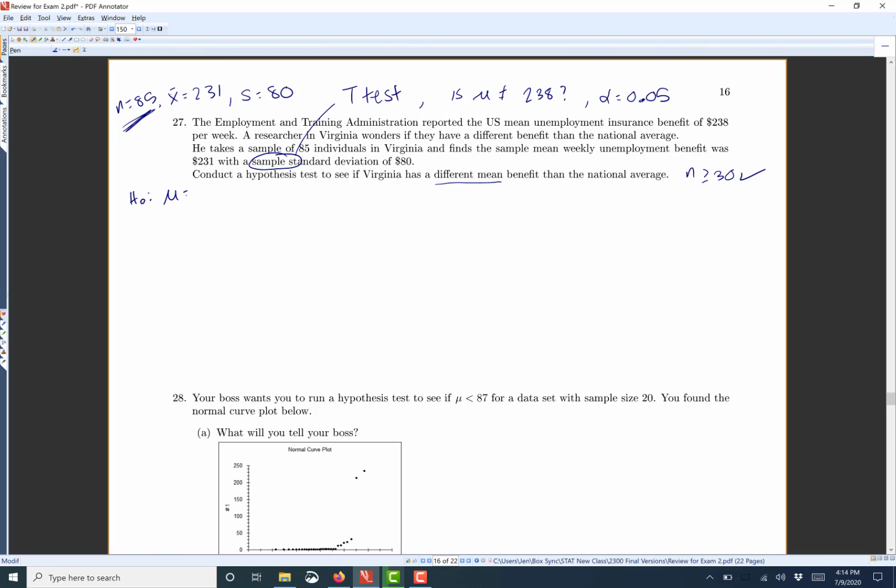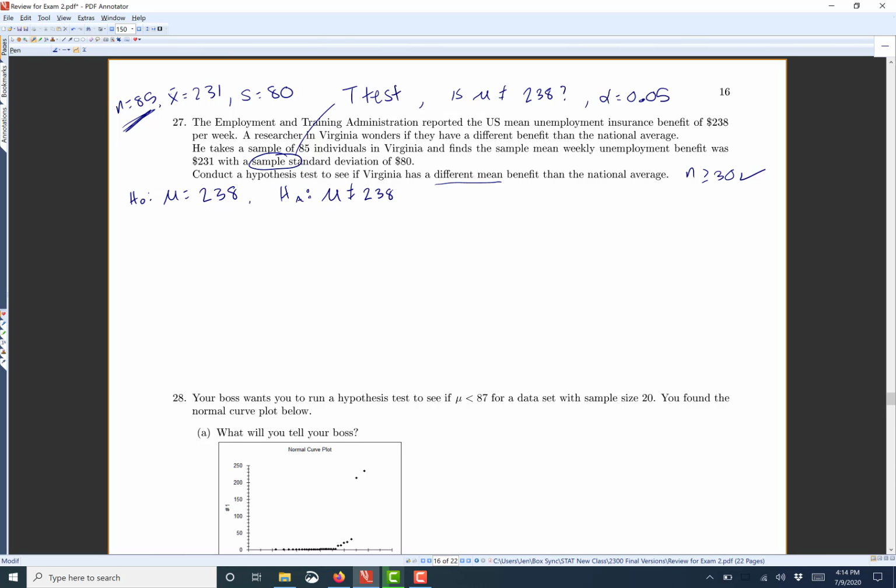Okay, our null will be that the population mean equals 238, because for our alternative, we want to show that it is not equal to 238. So our alternative is that the population mean is not equal to 238.